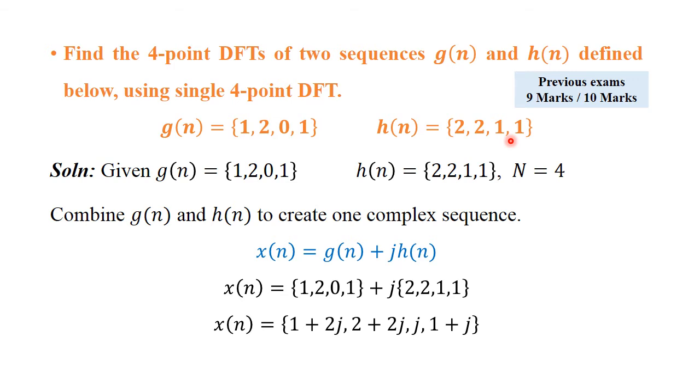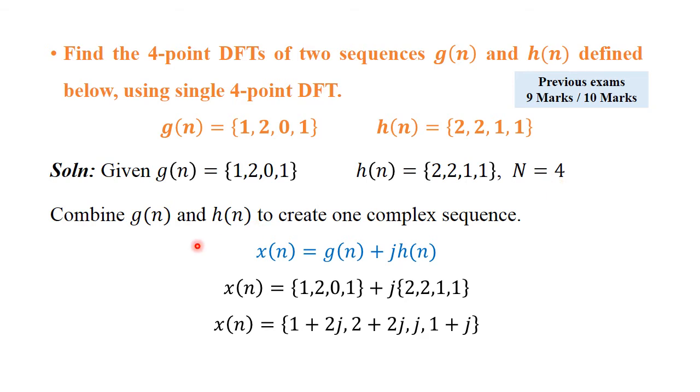The same question was asked in previous examinations, once for 9 marks and another time for 10 marks. Let us go through the solution. Let us first note down what has been given. g of n is equal to 1, 2, 0, 1 and h of n is equal to 2, 2, 1, 1. The length of the sequence is also given in the question, a 4-point DFT, so N will be equal to 4.